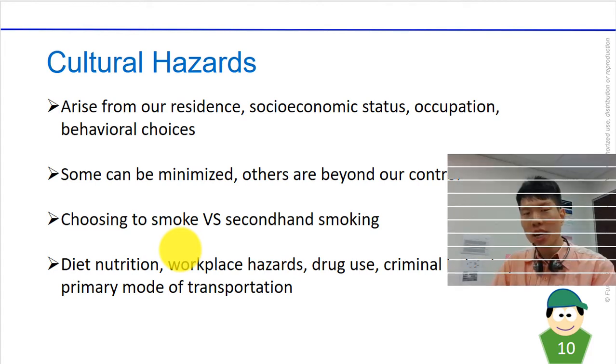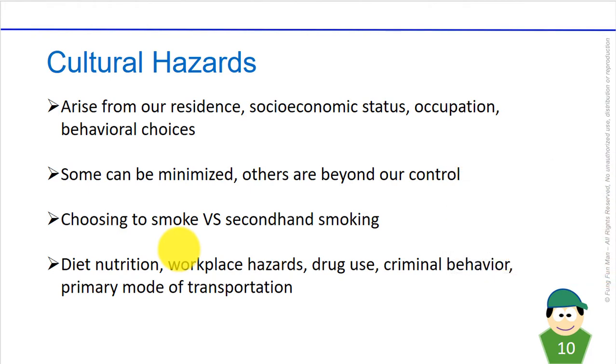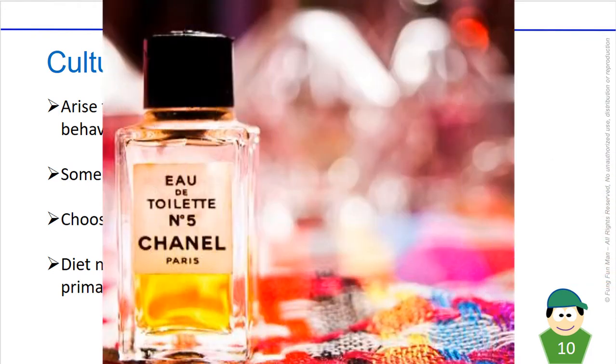And also cultural hazards come from the mode of transport you take. Maybe a bus, if you cycle, you're exposed to the road's pollution. If you take the MRT, maybe the air inside is not so great. Or you take someone's car, they have a strong kind of perfume inside there. So this varies, but you get the idea.